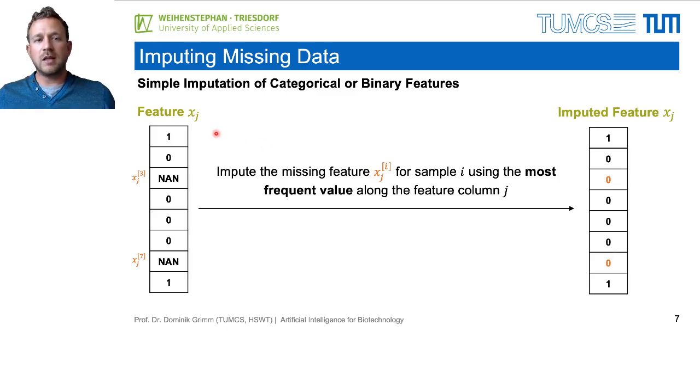Important is here that we do this individually for each feature. So we can't use for feature xk the same value that we used for feature xj. So we always have to look at the feature column, infer the most frequent value, and then replace the None values or the missing values with this most frequent one.